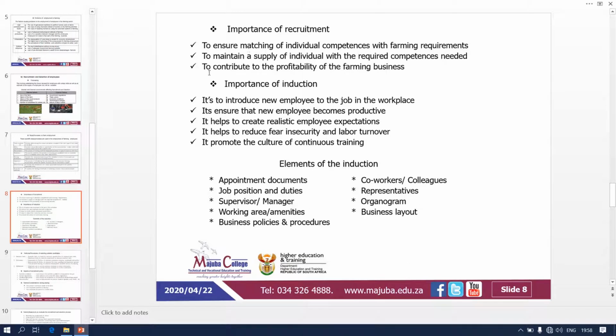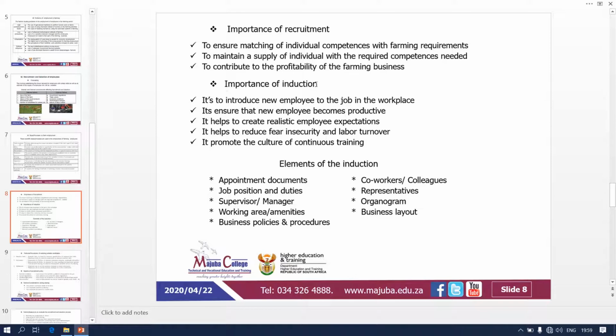What is happening now? This will contribute to the profitability and the production of the farm business. So this is why it is important. You need to match, you need to maintain those competencies, and you also need to contribute towards the profitability or the production in terms of the farm business.